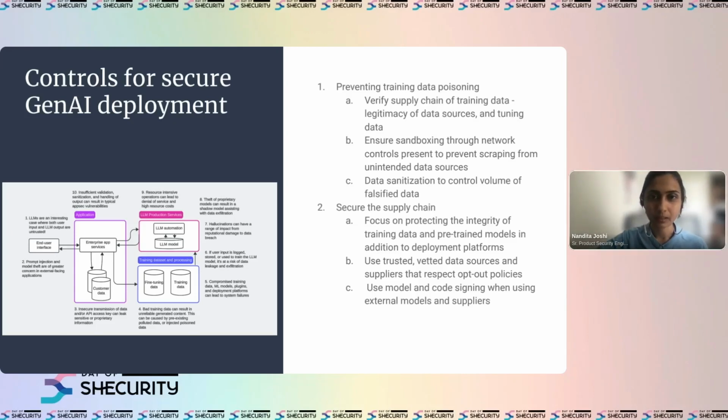Securing the supply chain. What we want to focus on here is protecting the integrity, again, of our training data and our pre-trained models, in addition to the deployment platforms. One way to do it is using model and code signing when using external models and suppliers. And of course, if you're using third-party implementations, you want to use trusted, vetted data sources and suppliers that respect opt-out policies.